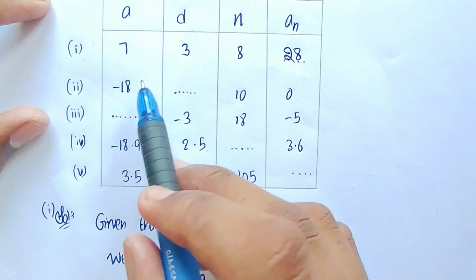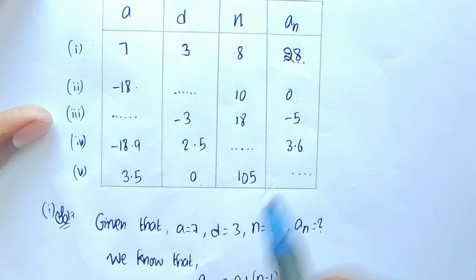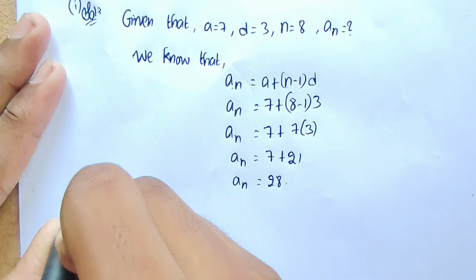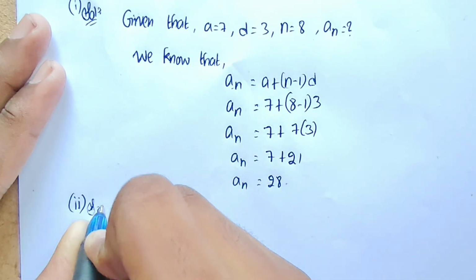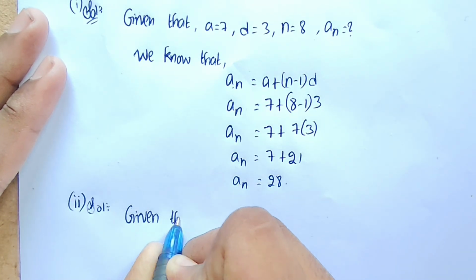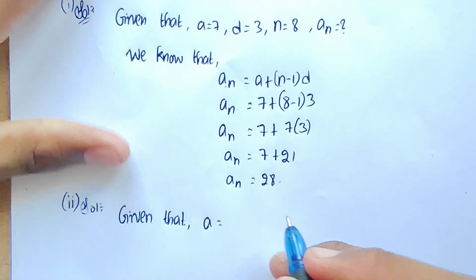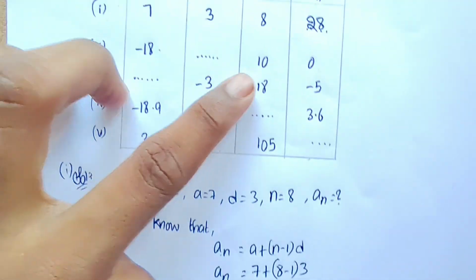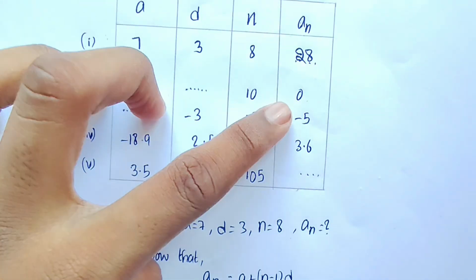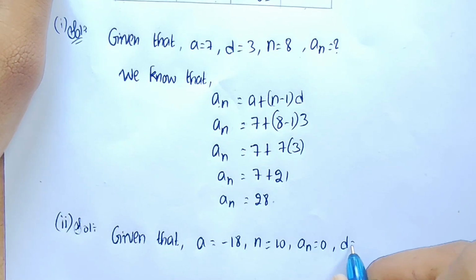Here in this problem he gave a equals minus 18. He asked to find d, and n is equal to 10 and a_n is 0. Let us solve it. In this problem, given that the value of a is minus 18, the value of n is 10, and the value of a_n is 0. And he asked to find out the value of d.